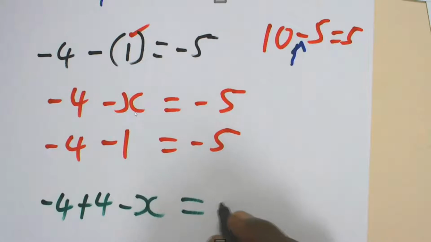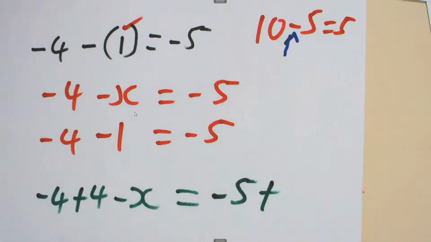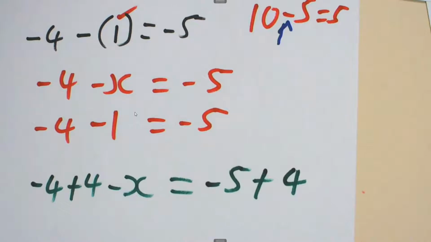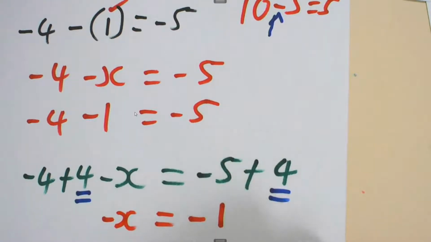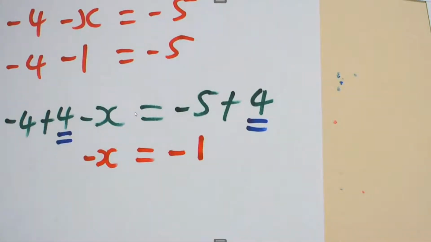But let's not forget the rules. What you do on the left, you also do on the right. You have added 4 on the left, you must also add 4 on the right. Again, your operations are in practice. What's the difference between negative 4 and 4? It's 0. Therefore, we've got negative x equals negative 1. Negative x. But remember, we want to know the value of x.